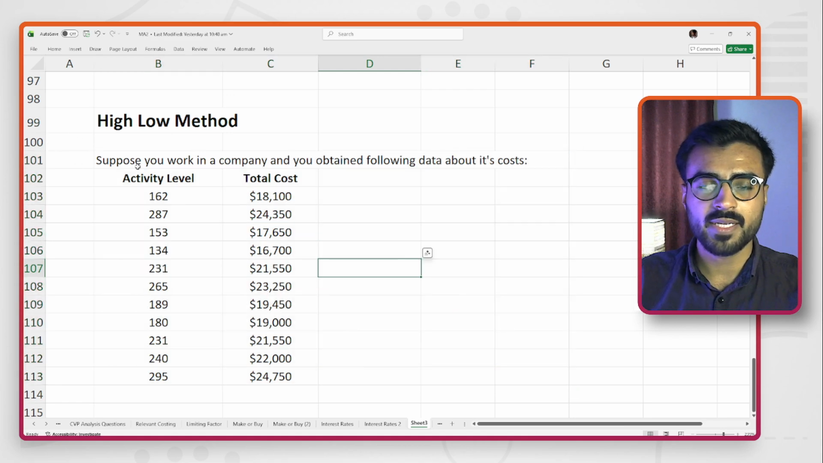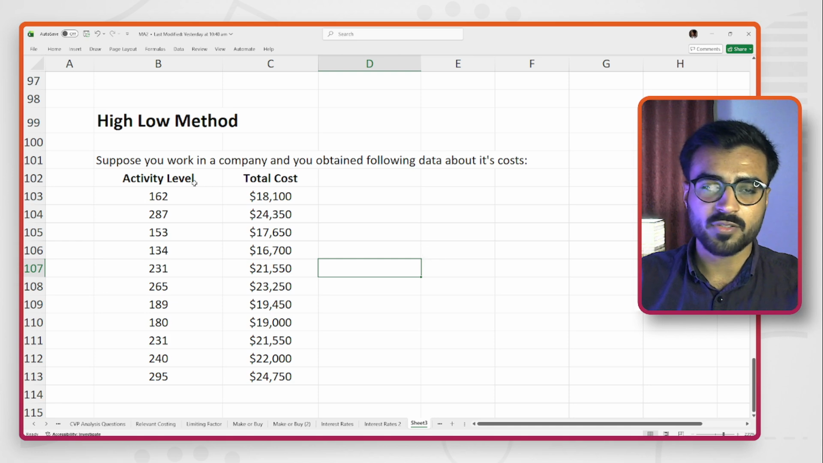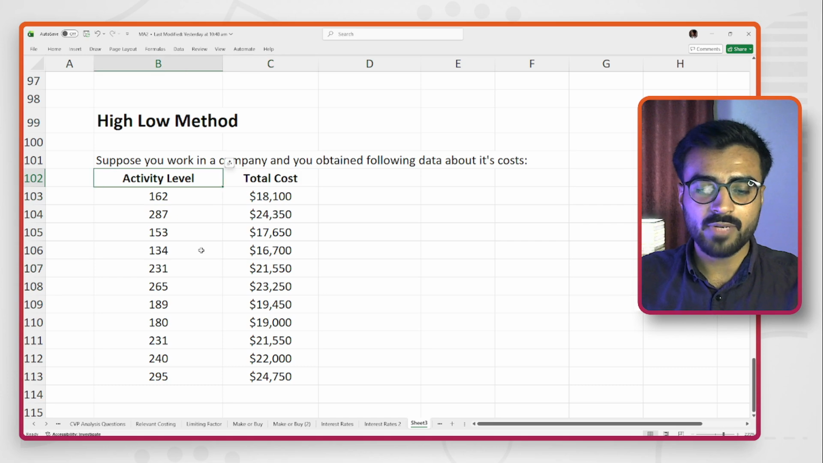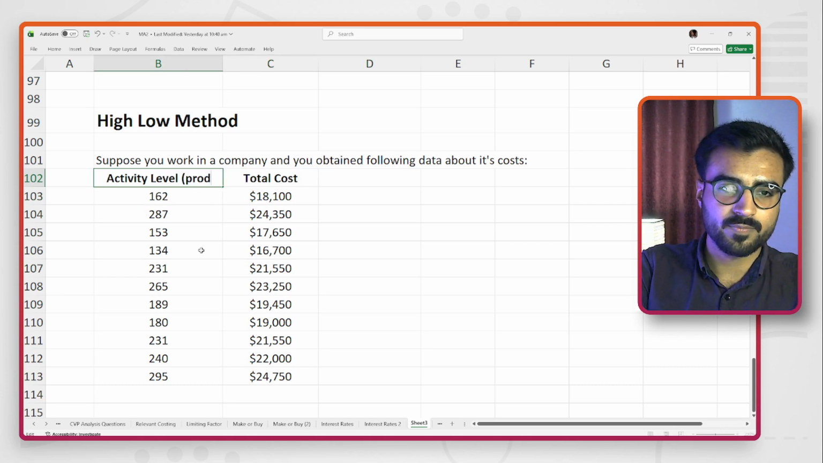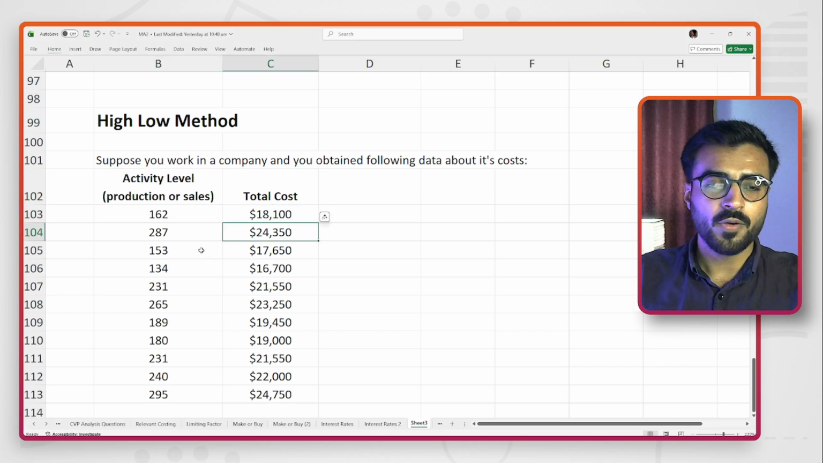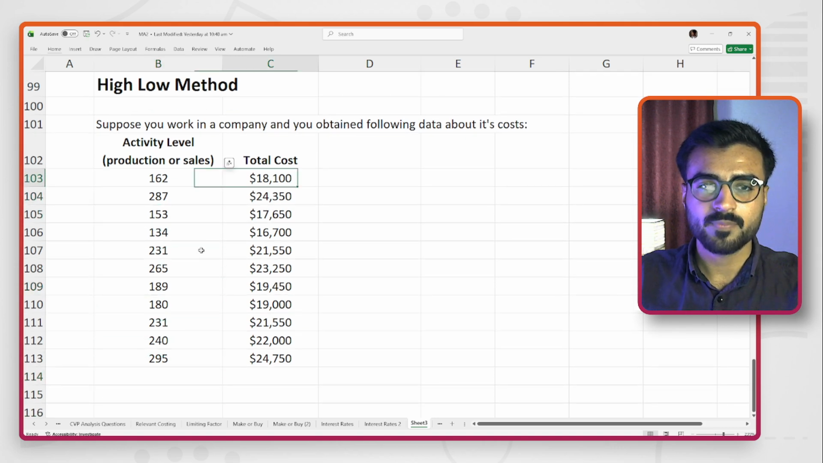Suppose you work in a company and you obtain the following data about its cost. It could be a manufacturing company, it could be a service company. For example, when the activity level was 162 units, activity level means production or sales, then the total cost was 18,100.